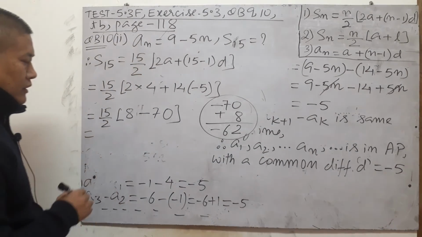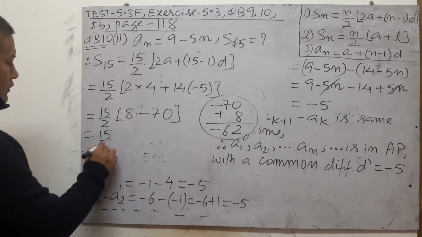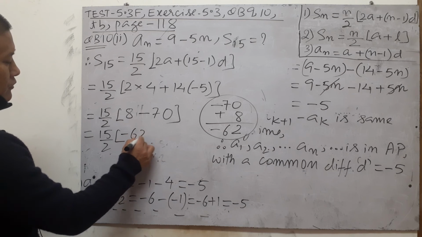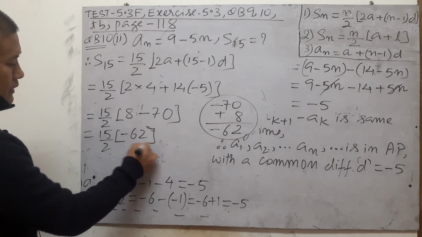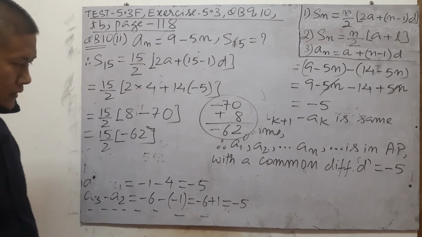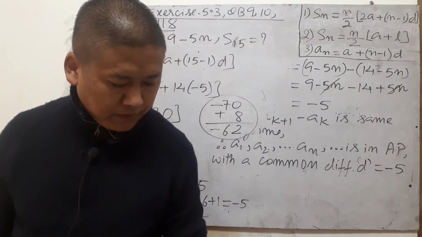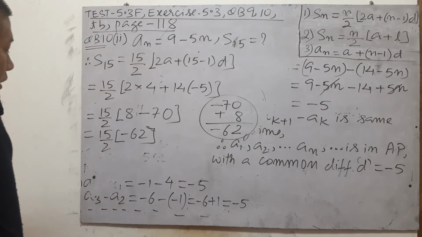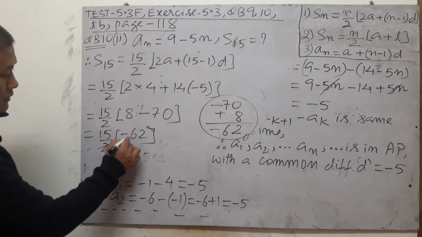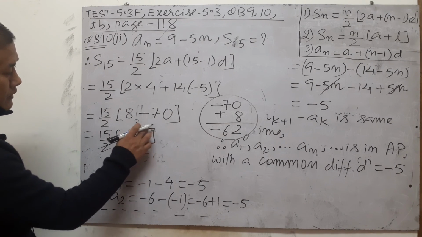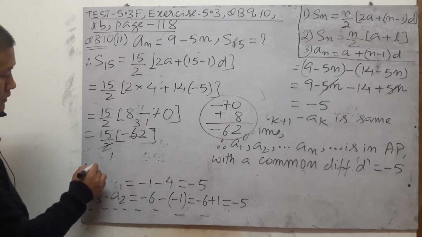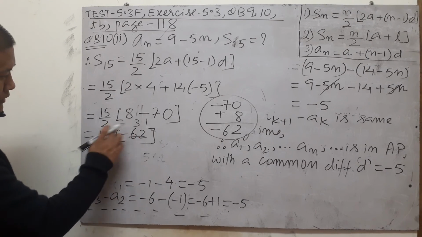You can write these things on your graph. So 15 by 2 into minus 62, since plus 8 minus 70, in other words, is minus 62. Okay, minus 62. So you can cancel: 2 1s are 2, 2 3s are 6, and then 2 1s are 2. Then 31 into 15 is our answer.